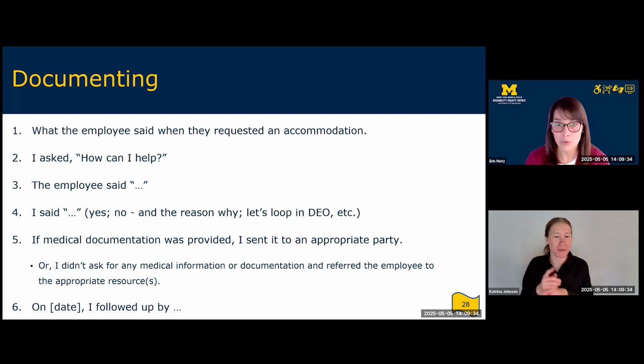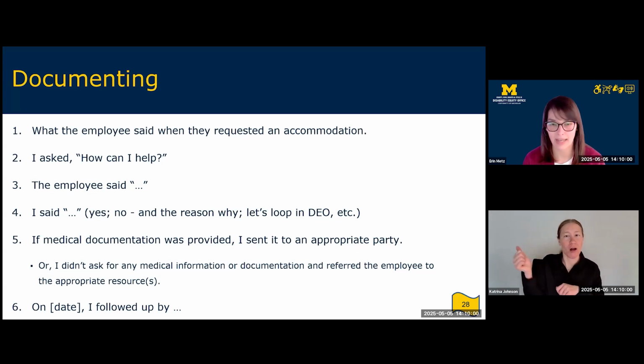Number 5, if you were provided medical documentation, document that you did not keep it but sent it to an appropriate party. Or document that you did not ask for any medical information or documentation. An example to document could be: I thanked the employee for having documentation available, but supplied it to the appropriate resource instead. And lastly, number 6: on X date, I followed up by. An example could be: I spoke with the employee 3 weeks later to make sure the push cart was working for them. So again, we're documenting.